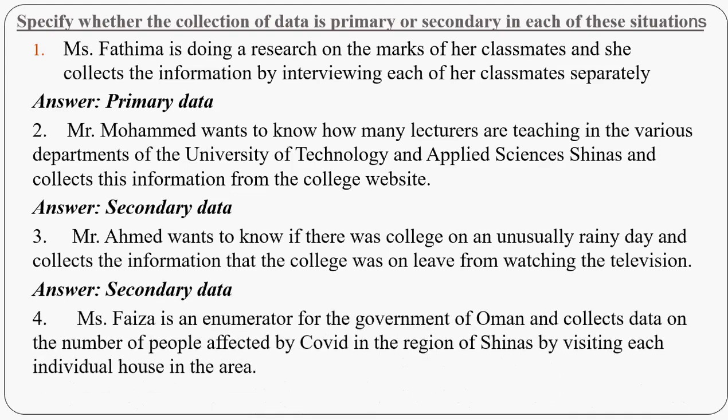Case number 4. Miss Faiza is an enumerator. Enumerator means he or she may be appointed by government or big companies. So Miss Faiza is an enumerator for the government of Oman and collects data on the number of people affected by COVID diseases in the region of Shinas by visiting each individual house in the area. This is not possible. This is just an example I'm telling. So when she goes and collects the information directly from the affected people, this information is called, could you please guess, dear students? Yes, primary data. So now I think you can understand the difference between which data belongs to primary and which data belongs to secondary.